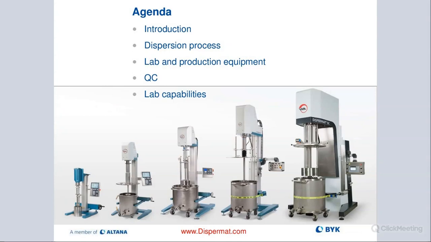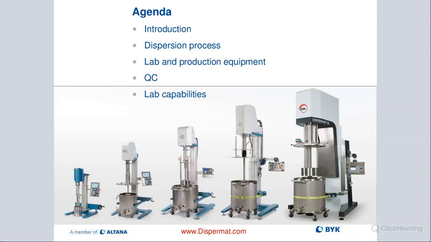Then we're going to briefly talk about the dispersion process, the pre-dispersion process, before we dive into the media milling part. And then we're going to talk a little bit about the different lab and production equipment capabilities that we offer for our media mills, a little bit about the quality control and upscales. And then at the end, we're going to close it off with discussing and showing you some of the laboratory capabilities we have in Wallingford, Connecticut, at BYK USA, our sister company, and also at VMA in Germany.